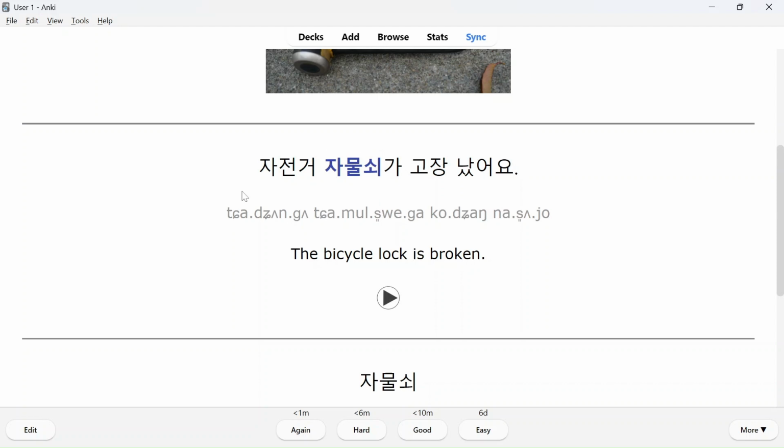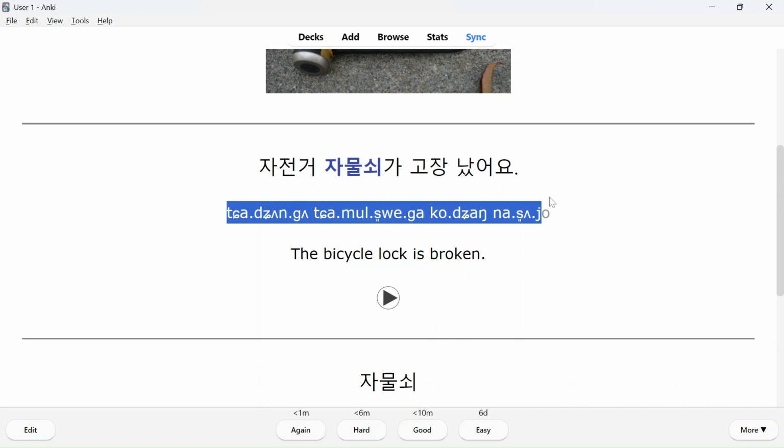So we have the answer sentence with the word that we're looking for in indigo. Then we have an IPA notation of the Korean sentence. An IPA notation is here so you can improve your pronunciation. It is not obligatory, of course, but I do know that many people like to have such an IPA notation as well.